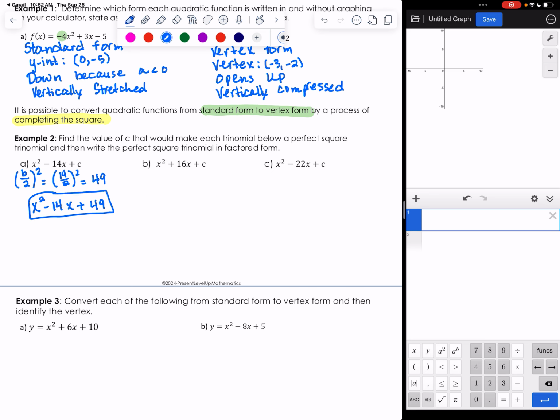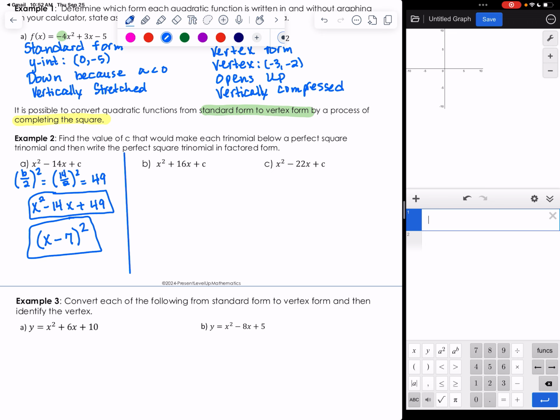Now, to factor a perfect square trinomial, you simply take the square root of the first term, which is x. You take the first sign, which is minus, and then you take the square root of the last term, which is 7, and then parentheses squared. So factoring a perfect square trinomial would go to x minus 7 parentheses squared. All right, let's look at another example like that.